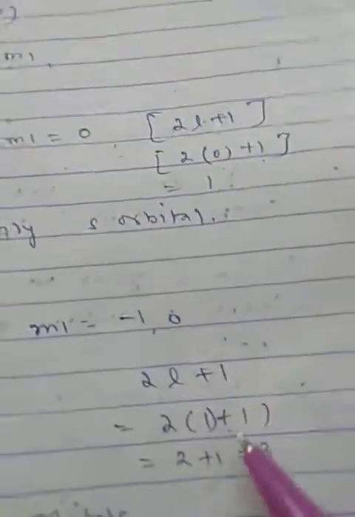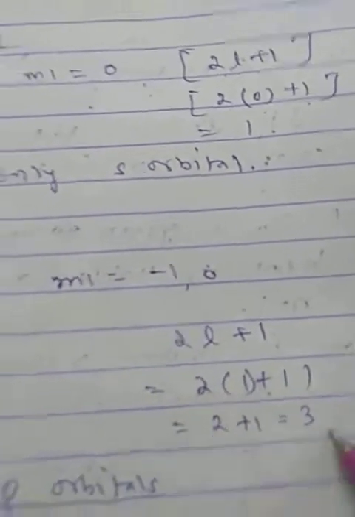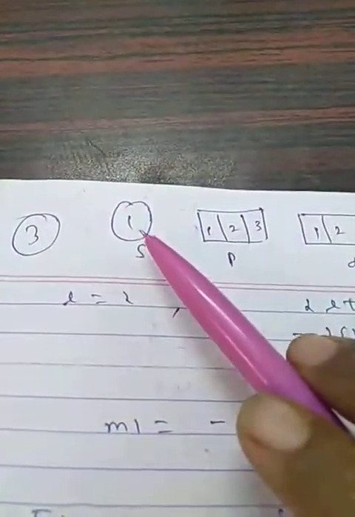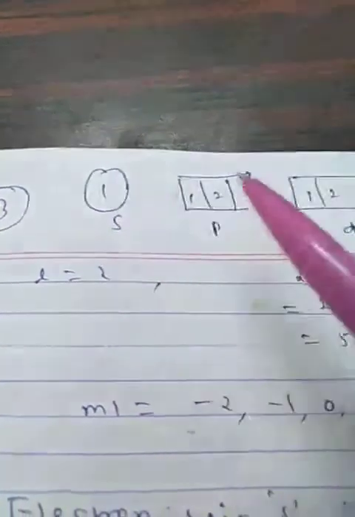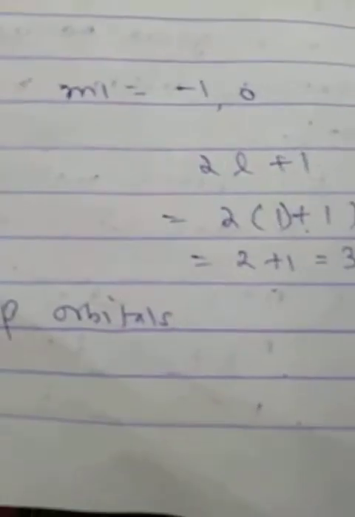Like that, L is equal to 1, m1 is equal to 2L plus 1, by putting the value L equal to 1, 2 times 1 plus 1 is 3. So there will be 3 p orbitals. Now what are the orbitals you can see in this diagram? This round one is the s orbital, and this one is p, having 3 subshells.